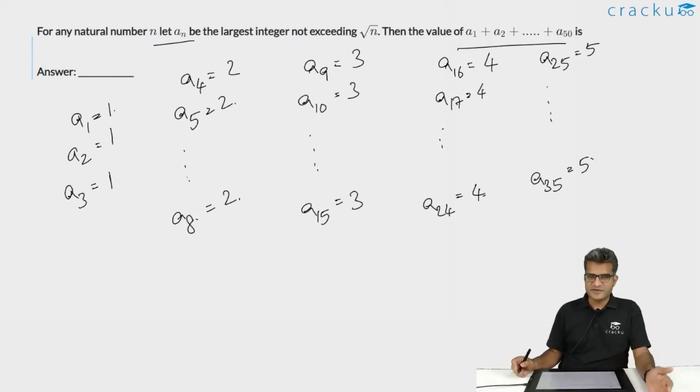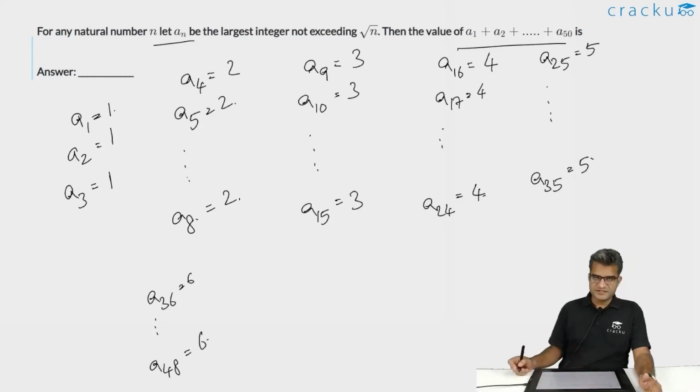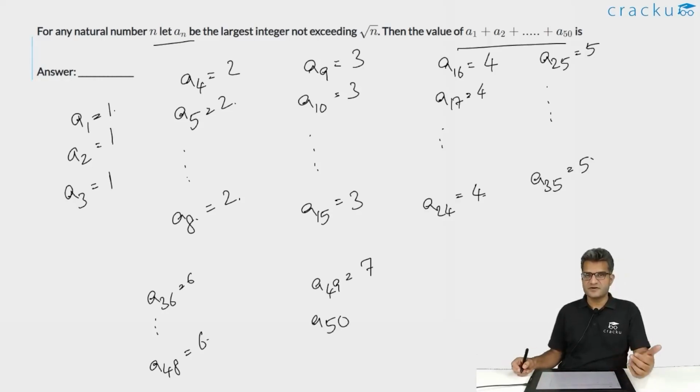Because 6 square is 36, a of 36 is 6. This will continue till a of 48. This also is 6. 7 square is 49. So a of 49 is 7. A of 50, that is the largest integer which is less than or equal to square root of 50, is again 7. We are required to calculate the sum of all of this.